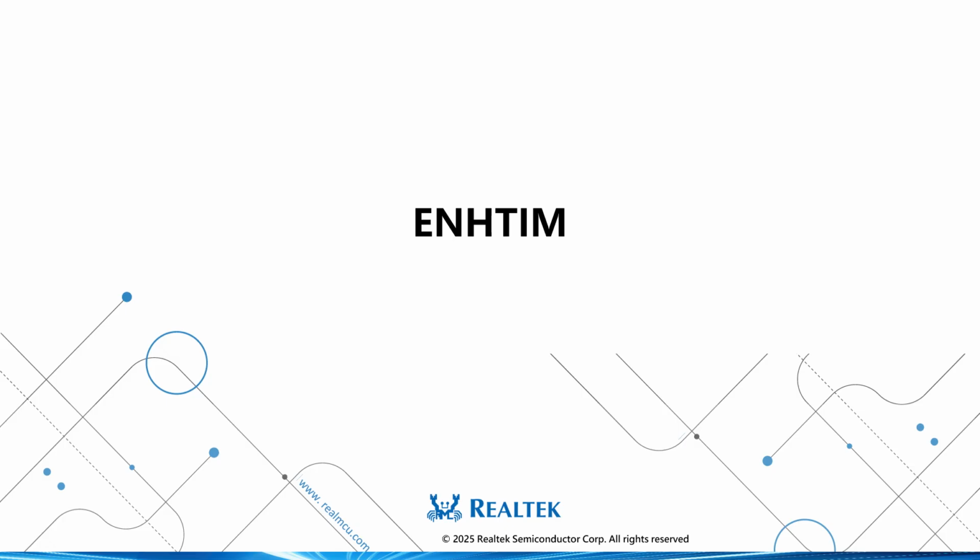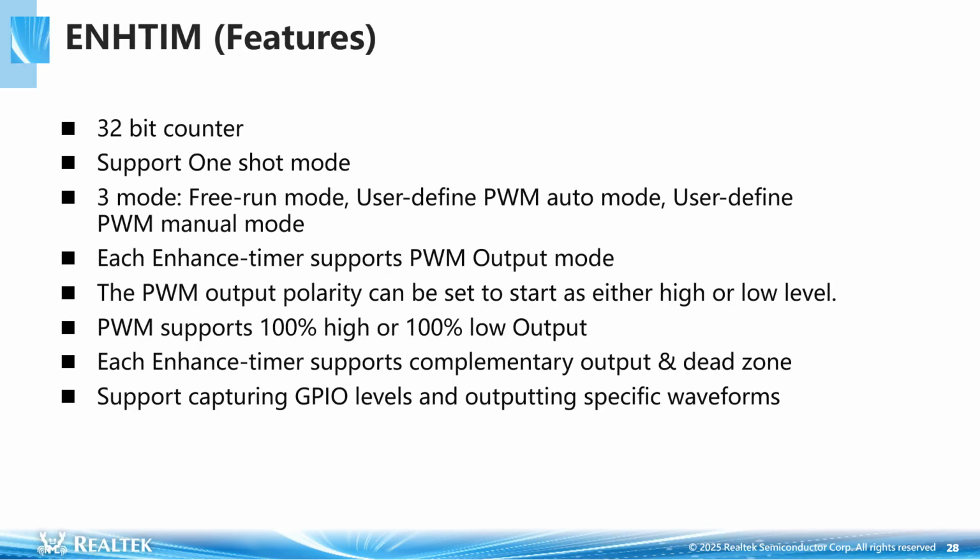Next, we will introduce enhanced timer. The enhanced timer has the following features. Point 1. Each enhanced timer is a 32-bit counter. Point 2. Each enhanced timer supports one-shot mode. Point 3. It has 3 modes, free-run mode, user-defined PWM auto mode, and user-defined PWM manual mode. The counting method varies according to the selected mode. In free-run mode, the count value is incrementing, while in user-defined mode, the counter value is decrementing.